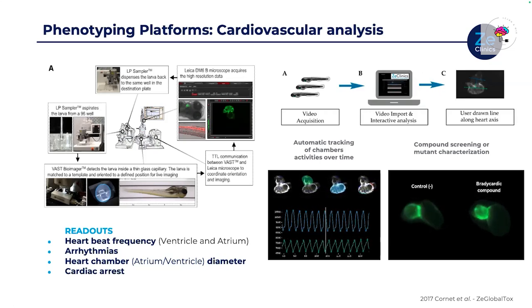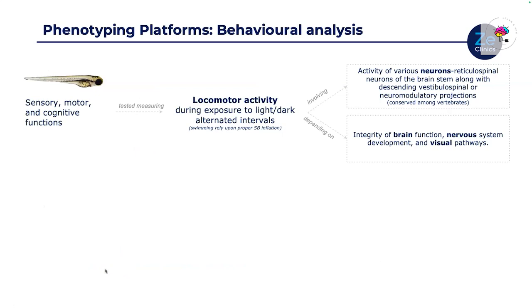And as another high throughput platform, we can look at fish behavior. Now, for fish behavior, we use locomotor activity as a proxy. We do assume that if locomotor activity in 5 days post-fertilization larvae is impacted, then this means that there has been some problem in brain development or nervous system development or the visual pathway.